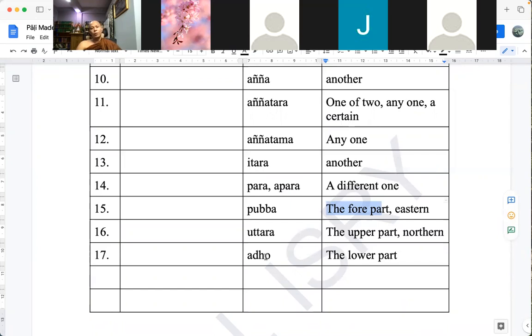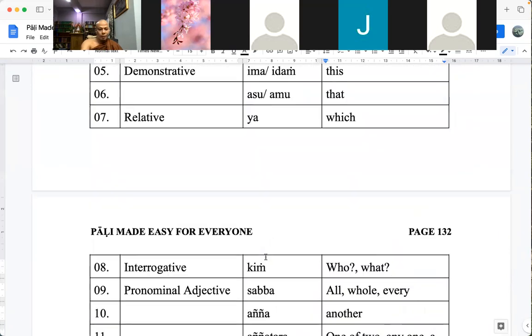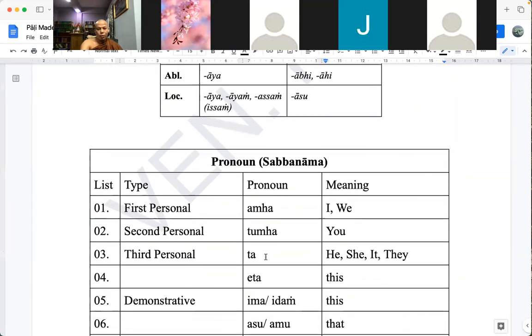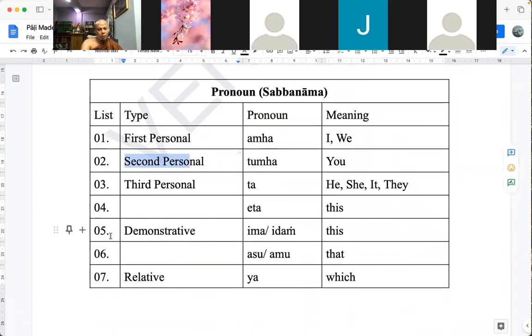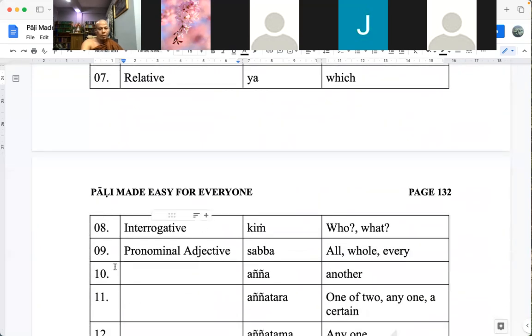So based on this chart, now you can roughly understand these pronouns: first personal, second personal, third personal pronouns, the demonstrative, relative, interrogative pronouns and the adjectives. Based on that, they are declined mostly the same way in one kind.